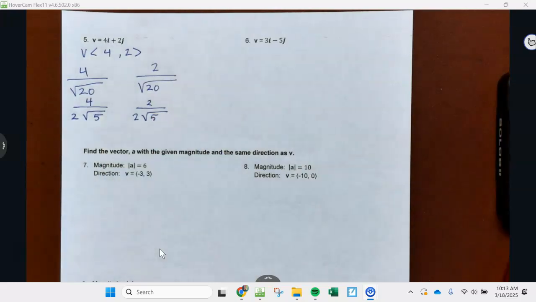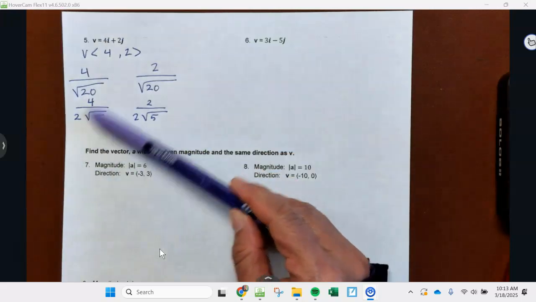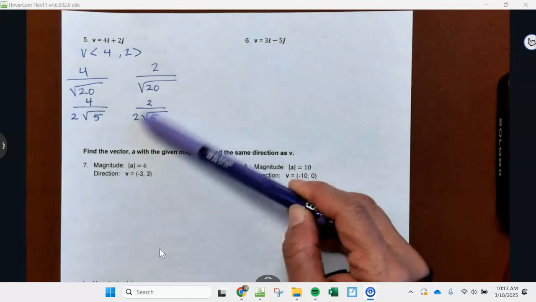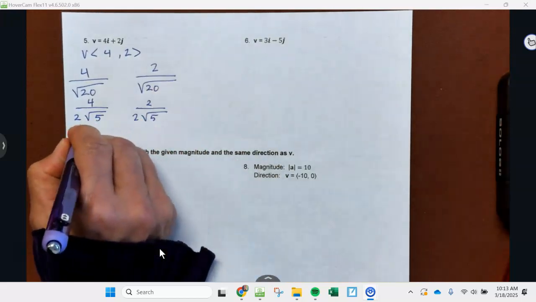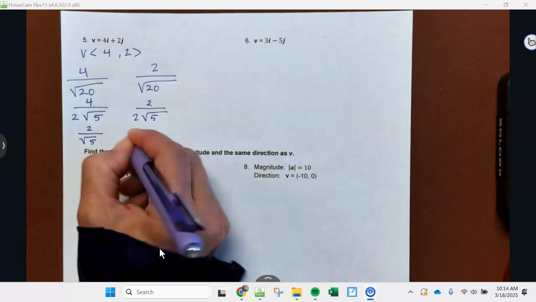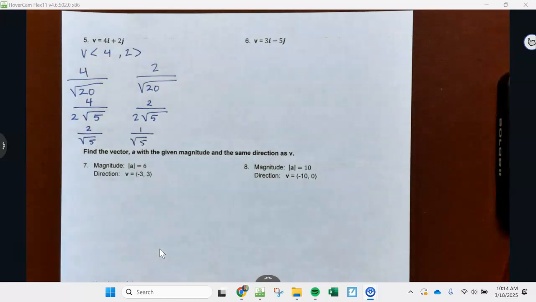Those whole numbers, that 4 on the top and that 2 on the outside of that radical, those are going to simplify. So remember, the key to make this smooth is to simplify as you go. I'm going to cancel these out. I'm going to cancel these out. 4 divided by 2 is 2. This is going to be 2 over the square root of 5. This is going to be 1 over the square root of 5.